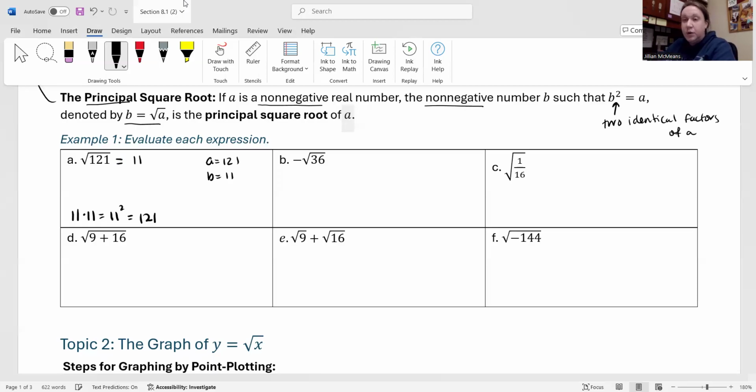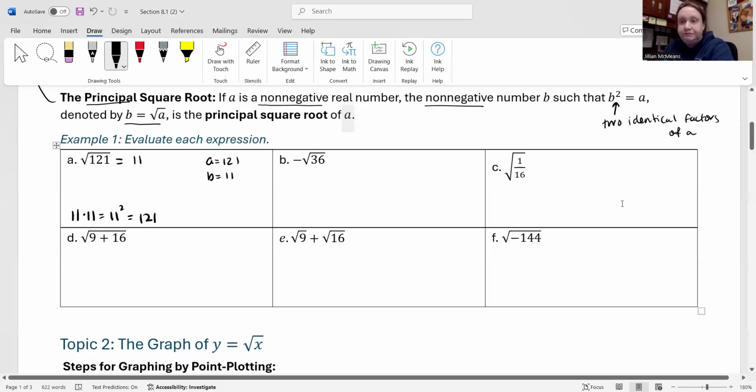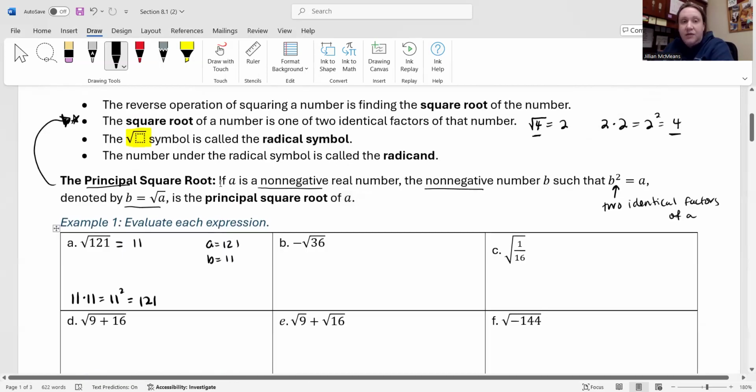So if we go back to this principal square root definition, we have if 121 is a non-negative real number, which it is, then the non-negative number 11, such that 11 squared is 121, denoted by 11 equals the square root of 121, is the principal square root of 121. So you can easily fill in these numbers for a and b, and then that definition kind of makes sense. It's still wordy, still a lot going on, but it makes sense.